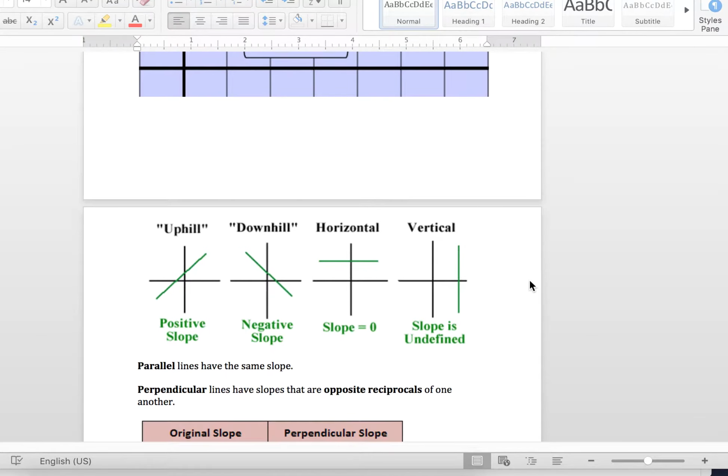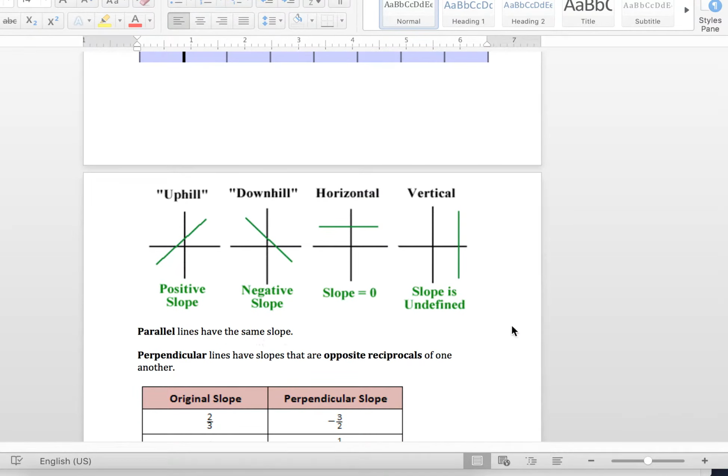So you could have a positive slope that looks like this. It goes uphill from left to right. A negative slope if it goes downhill from left to right. If it's a flat line like this, it has a slope of 0. And if it's a vertical line, the slope is undefined. It's like a sheer rock wall.